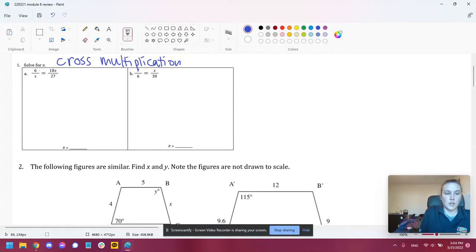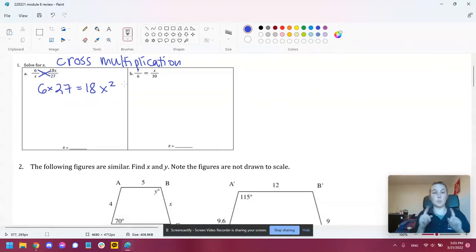It means you take the top of the left one and multiply it by the bottom of the right one. So 6 times 27. And that equals the bottom of the left one times the top of the right one. And this will be 18x squared. We're not going to add them. We're going to multiply them. Cool. 6 times 27 is 162.